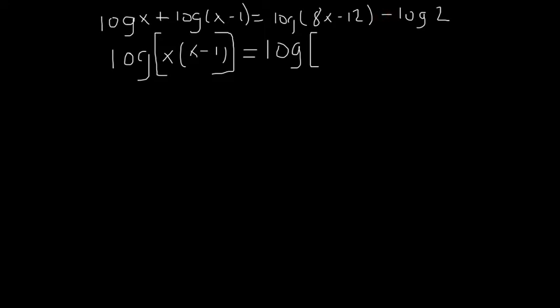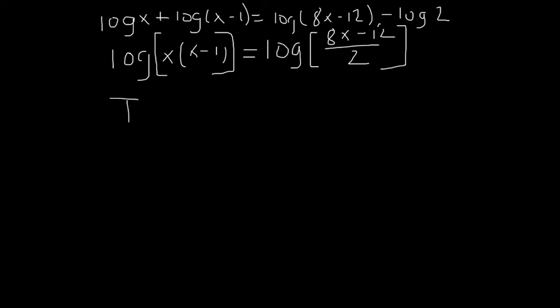See the subtract symbol? So on the right-hand side, we're actually going to have a quotient. So the numerator is 8x subtract 12, and the denominator is 2. Now, not all log equations happen into this situation, but this one does. It's really a nice little trick.